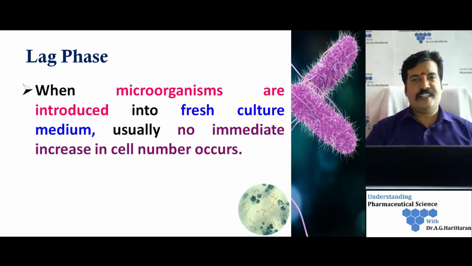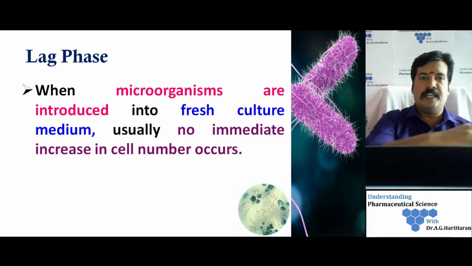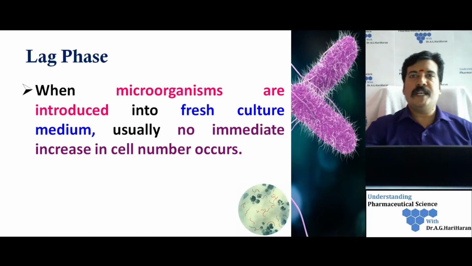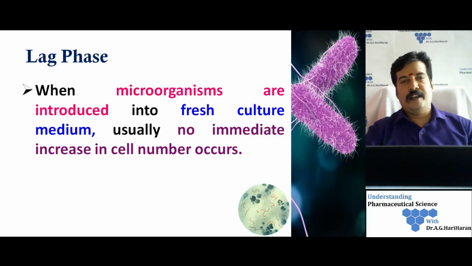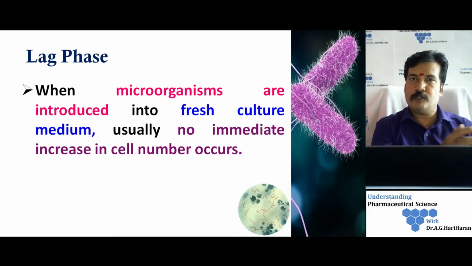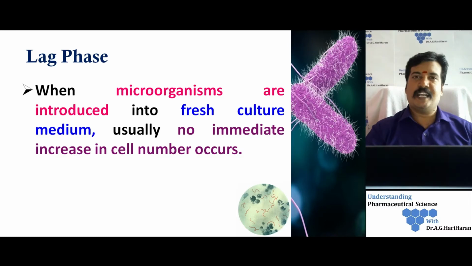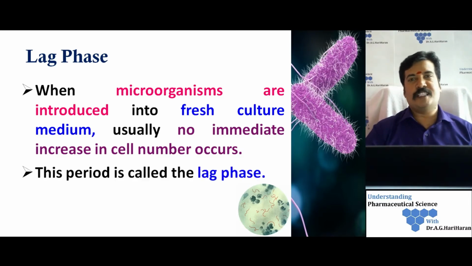The lag phase generally occurs once a microorganism, in this case a bacteria, has been transferred from the old culture to a fresh culture medium. Once we transfer it, immediately it won't start doubling. Once we transfer from an old culture to a fresh medium, it needs some time to adapt to this new condition. So there will be no immediate growth, that means no immediate cell division of the bacteria will occur. This time period we call the lag phase.